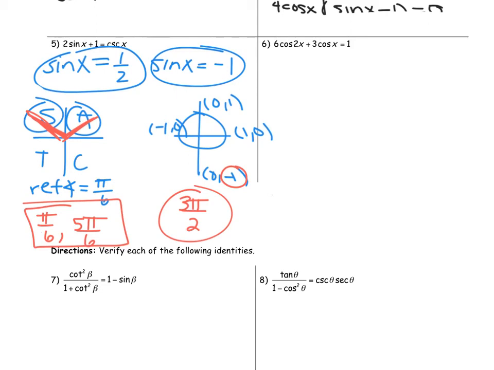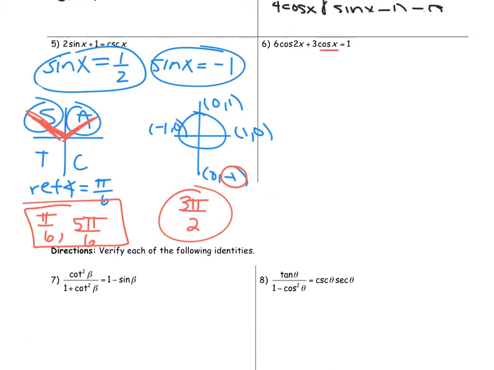Okay, let's take a look at question 6. So for question 6, I like how everything is in terms of cosine. That's awesome. But now, I can't actually do anything with what I'm given. I can't just factor out a cosine of x. This has a 2 out front. You can't separate them. So I want to use my double angle identities.